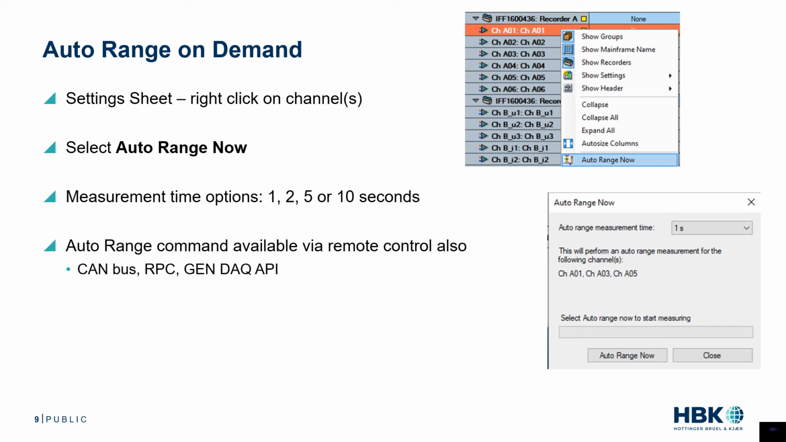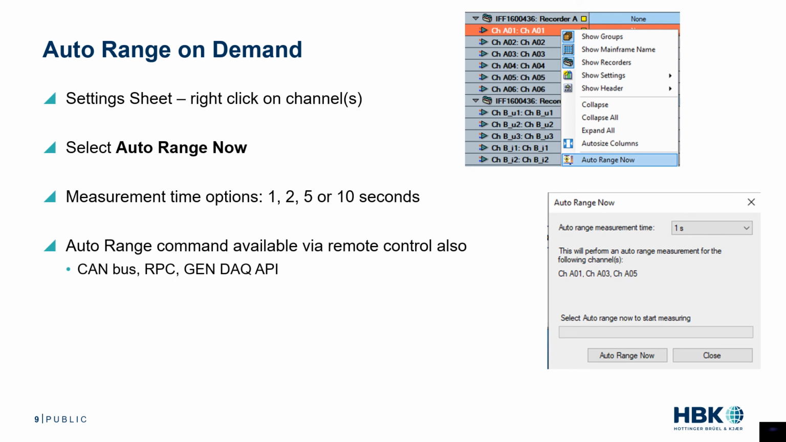in the dialog. Selecting the Auto Range Now button at the bottom of the dialog begins the measurement time for the selected channels. If a recorder or group row is active in the settings sheet when Auto Range Now is selected in the Settings menu, all channels of the recorder or group will have the auto range performed. The Auto Range Now command is also supported by the remote control options of CAN bus control, Perception RPC, and GenDAC API. This gives the user the flexibility to perform auto range when no critical data is being recorded.